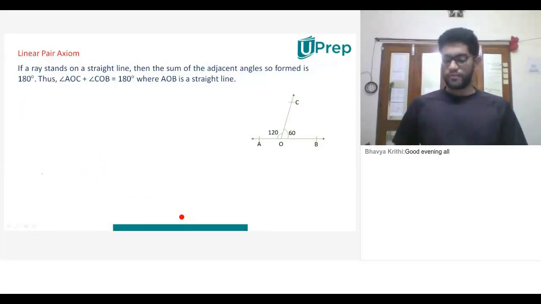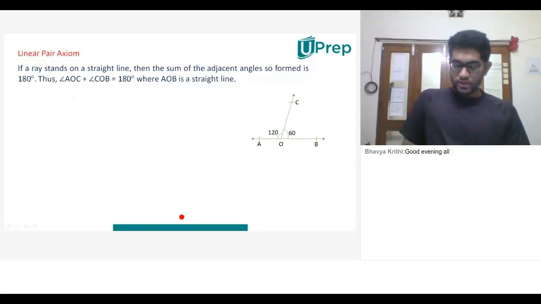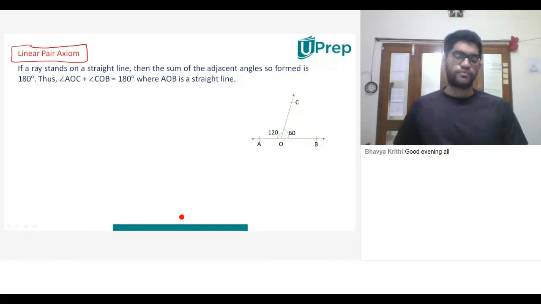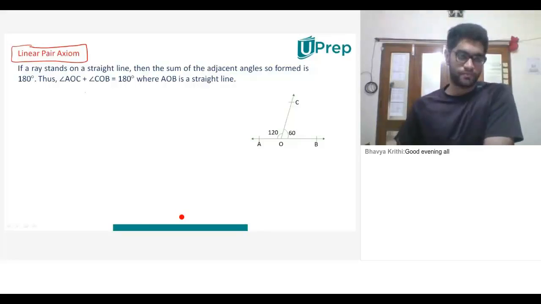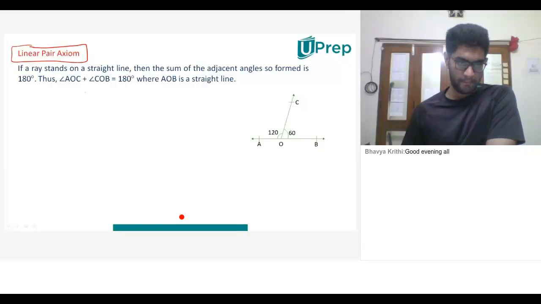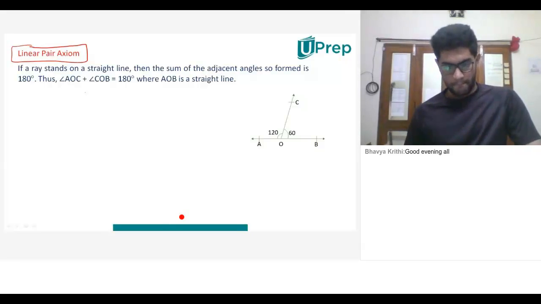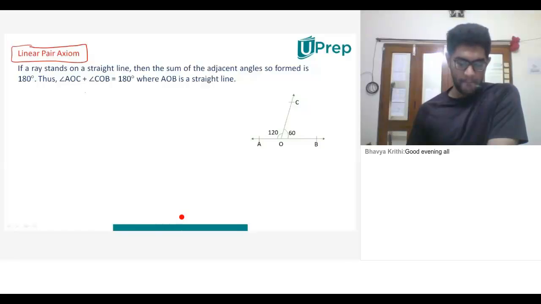Now, today's class, the first concept that we're going to start is called the linear pair axiom. You remember in the last class we did something about a linear pair and adjacent angles. What does the word adjacent mean before we discuss adjacent pair and linear pair? Sir, adjacent means which connect each other, like the lines which connect each other, I mean which attach to each other.